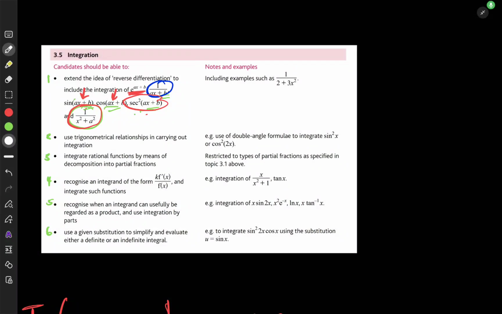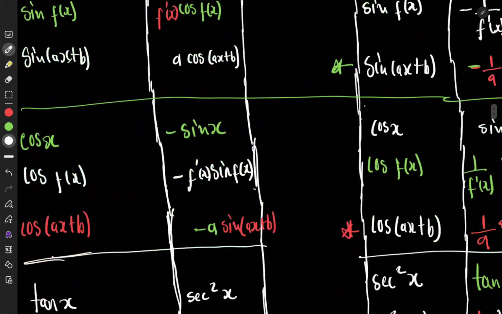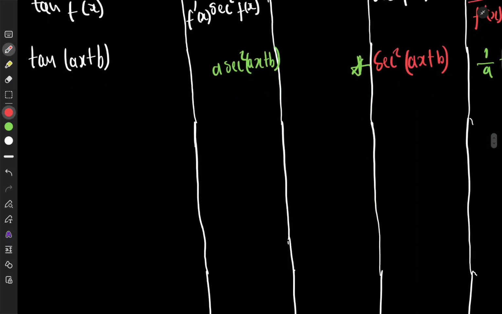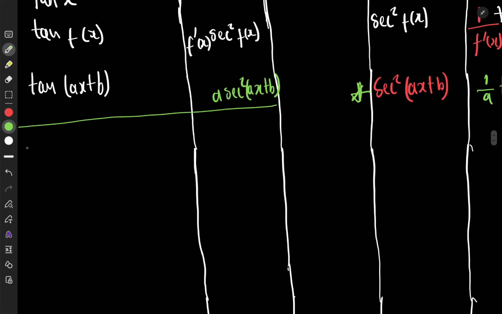Now, let's look at the last one: 1 over x squared plus a squared. Let's talk about it. We want to talk about its integral. We start by talking about the differentiation that produces it, and that is the derivative of tan inverse of x.